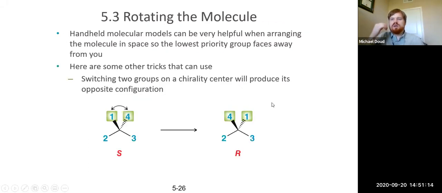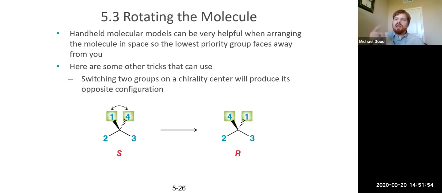Okay, so now some strategies here. There's a couple different ways that you can do this. One is that we mentioned the tricky part is making sure that the lowest priority group is facing away from you. If you build a model, you'll be fine. You can just orient it in 3 dimensions. But there is another trick that works. If you imagine switching 2 groups, you can usually orient this such that the lowest priority group is away from you. That's going to be your goal. If you flip it that way, you can evaluate it just on paper.